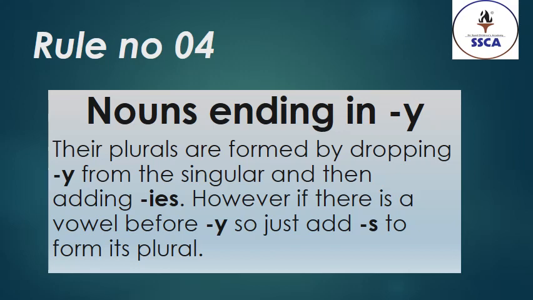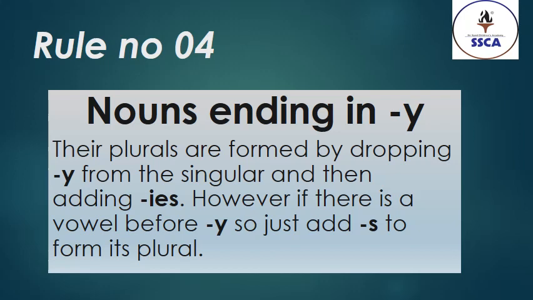Rule number 4: nouns ending in Y. Their plurals are formed by dropping Y from the singular and then adding IES. However, if there is a vowel before Y, just add S to form its plural. Dear students, we have many nouns which end in Y.